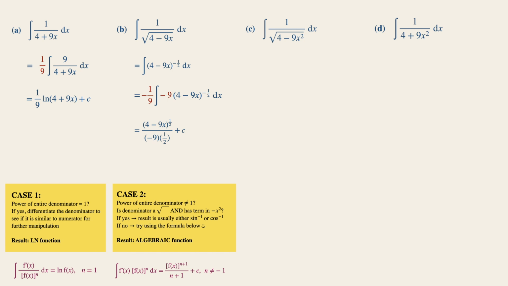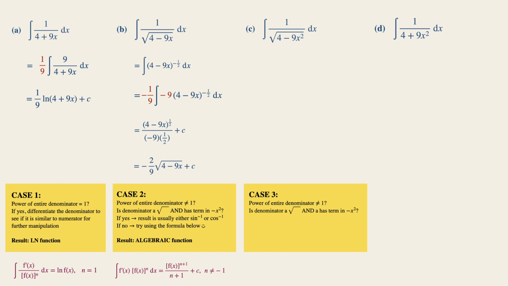Now it is actually the reverse of the chain rule in differentiation. Now very quickly we will then have this expression over here, minus 2 over 9 square root 4 minus 9x plus c. Now in case number 3, what if the power is not a 1 again, but there is a square root and a term in negative x squared? Quite similar to case number 2 previously.